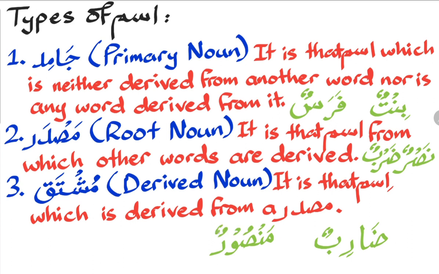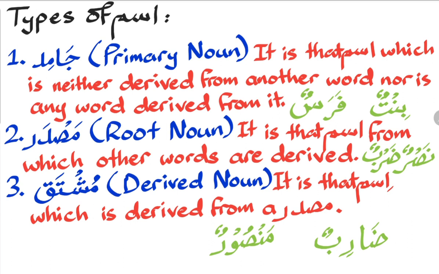Similarly, if you take another example, let's take mansurun. Mansurun. This means the one who is helped. Mansurun is a derivative of the root word nasrun. So any noun which is a derivative, which is derived, is known as mushtaq. So these are the three types of ism. Jamid, which is primary noun. It is neither derived from anything nor is anything else derived from it. The second is masdar, root noun, which is an ism from which other words are derived. And the third one is a mushtaq, which is a derived noun, meaning it is an ism which is derived from a masdar.